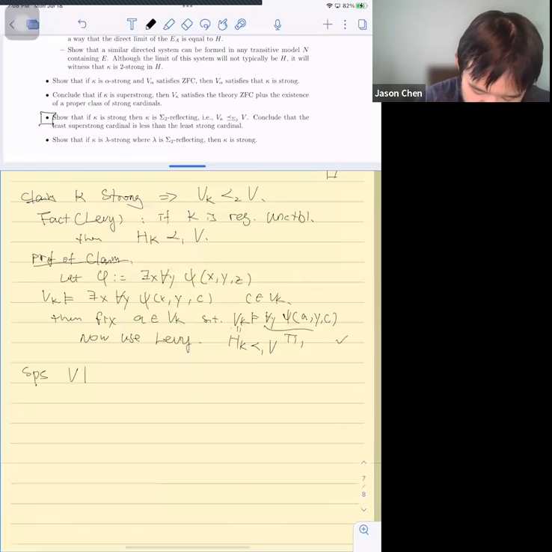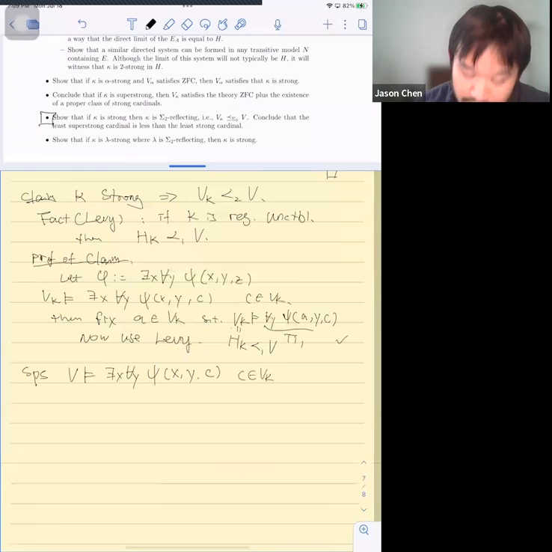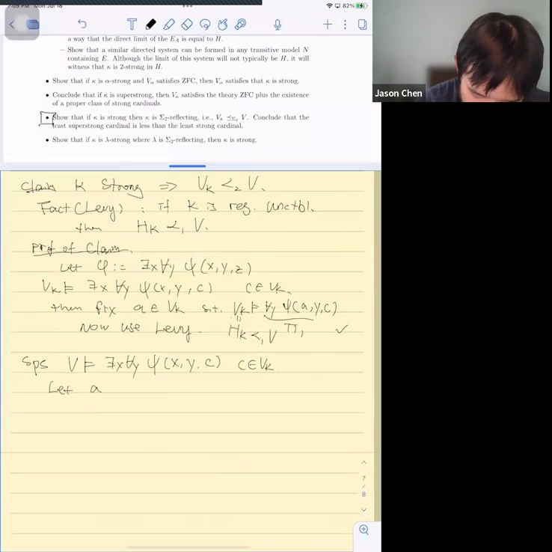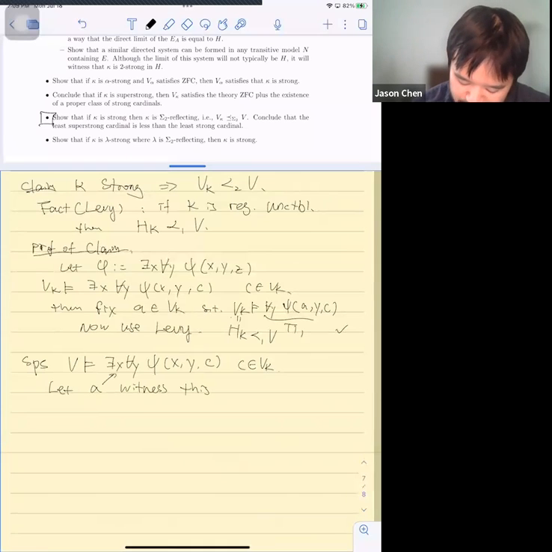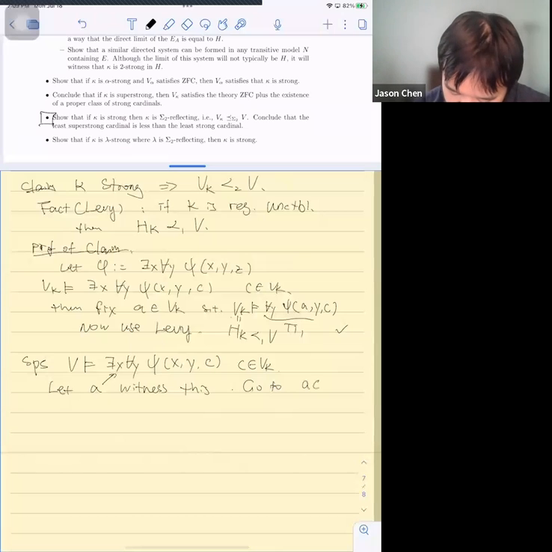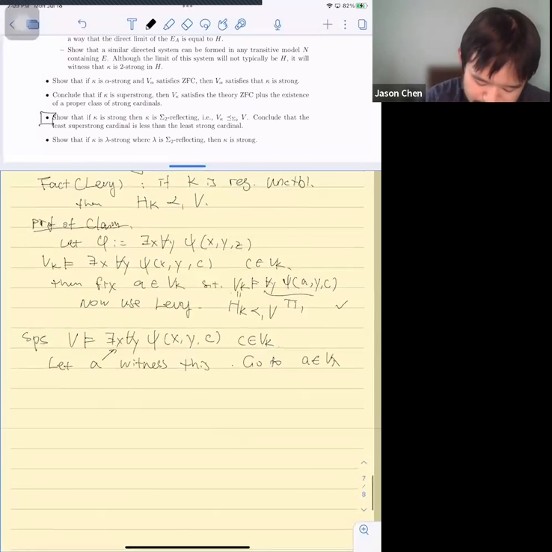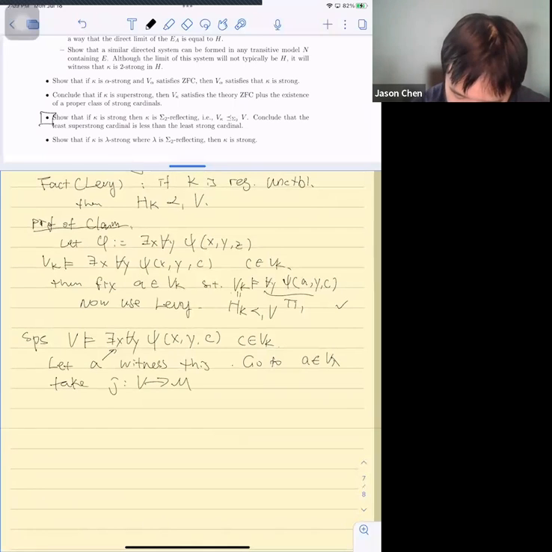Suppose V thinks there exists X for all Y, psi X, Y, C for some C in V kappa. So let A witness this. Nice. So let A be this X. Now we go to some lambda large enough such that A is in V lambda. And since kappa is strong, we can take an elementary embedding capturing the entirety of V lambda, with V lambda a subset of M.